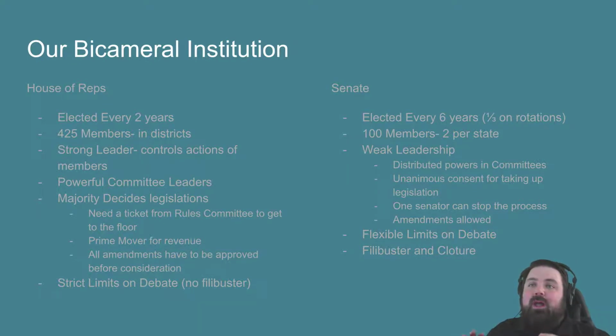So this is one way of dividing up power, right? Checks and balances. This is also showing a little bit of federalism, right? A little bit of the power to the states, a little bit of power to the people, really balancing things out.